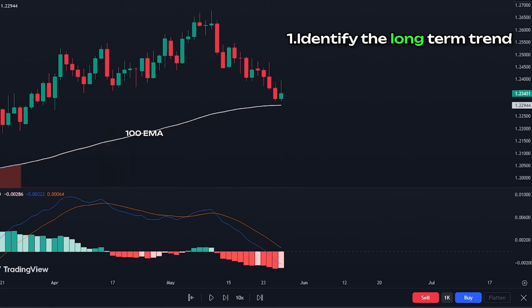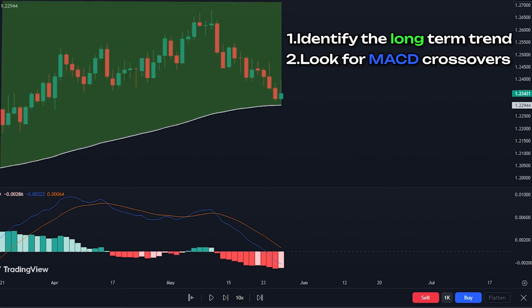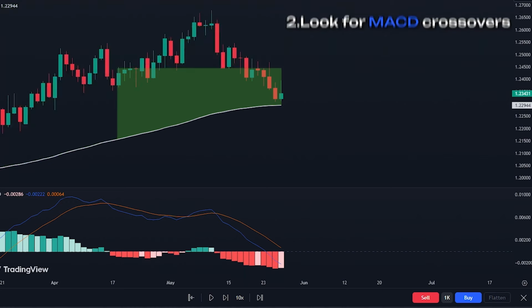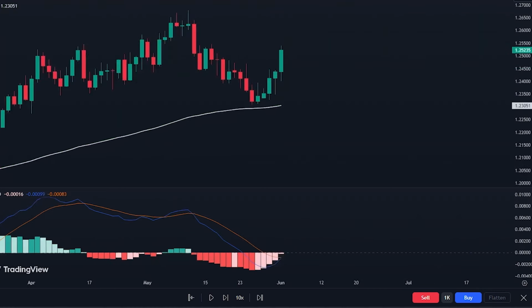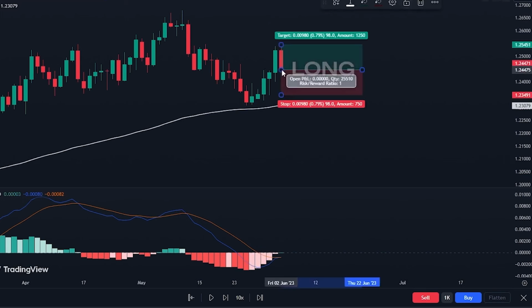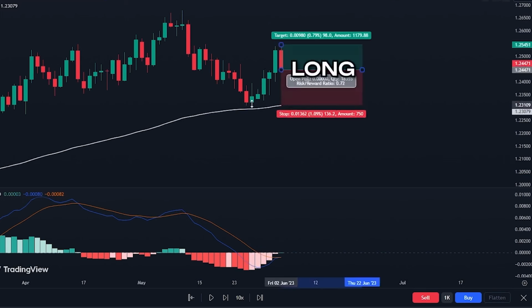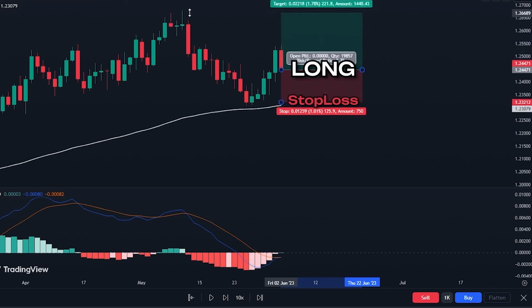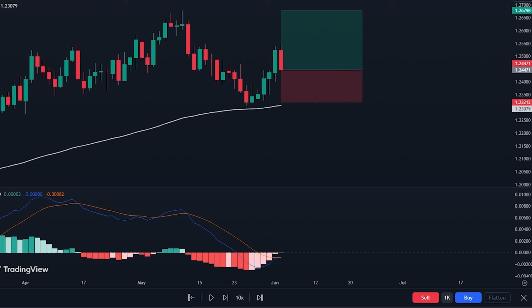As soon as you identify the trend, the next move is to search for MACD crossovers aligned with the long-term trend signal. In this specific instance, we can see an upward long-term trend, which indicates that we exclusively act on signals when the MACD crosses over upwards. This is the point where you initiate a long position. Then for your exit strategy, position your stop loss at the closest swing low and establish your profit target at 1.5 times the stop loss.